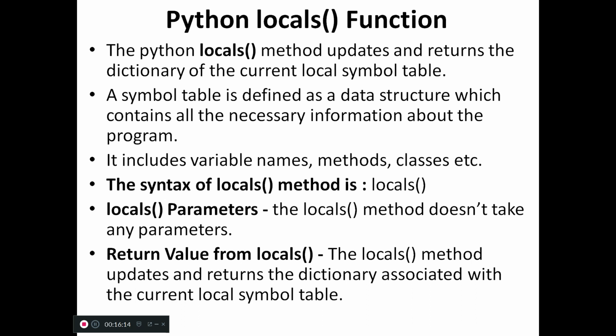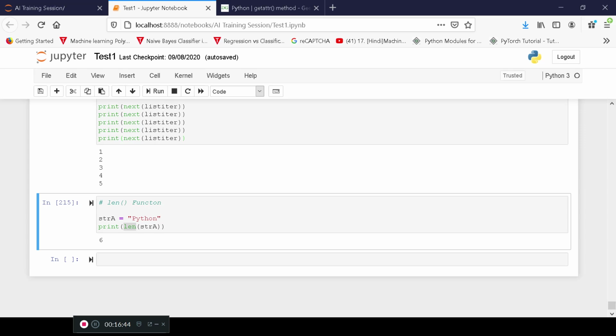The syntax of the locals method is locals, brackets open close. The locals method does not take any parameters. Return value from locals: the locals method updates and returns the dictionary associated with the current local symbol table. Now, Python locals function example. So we need to check this out. Let's check the locals example.